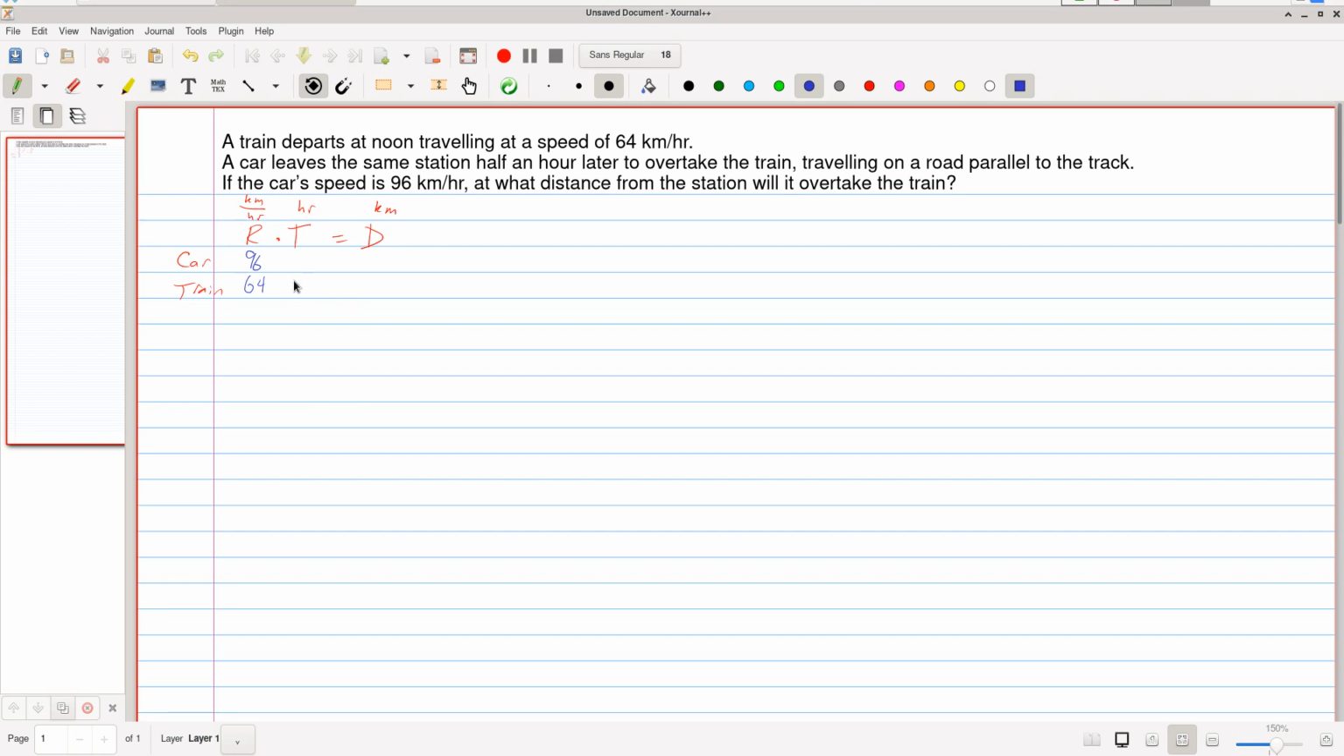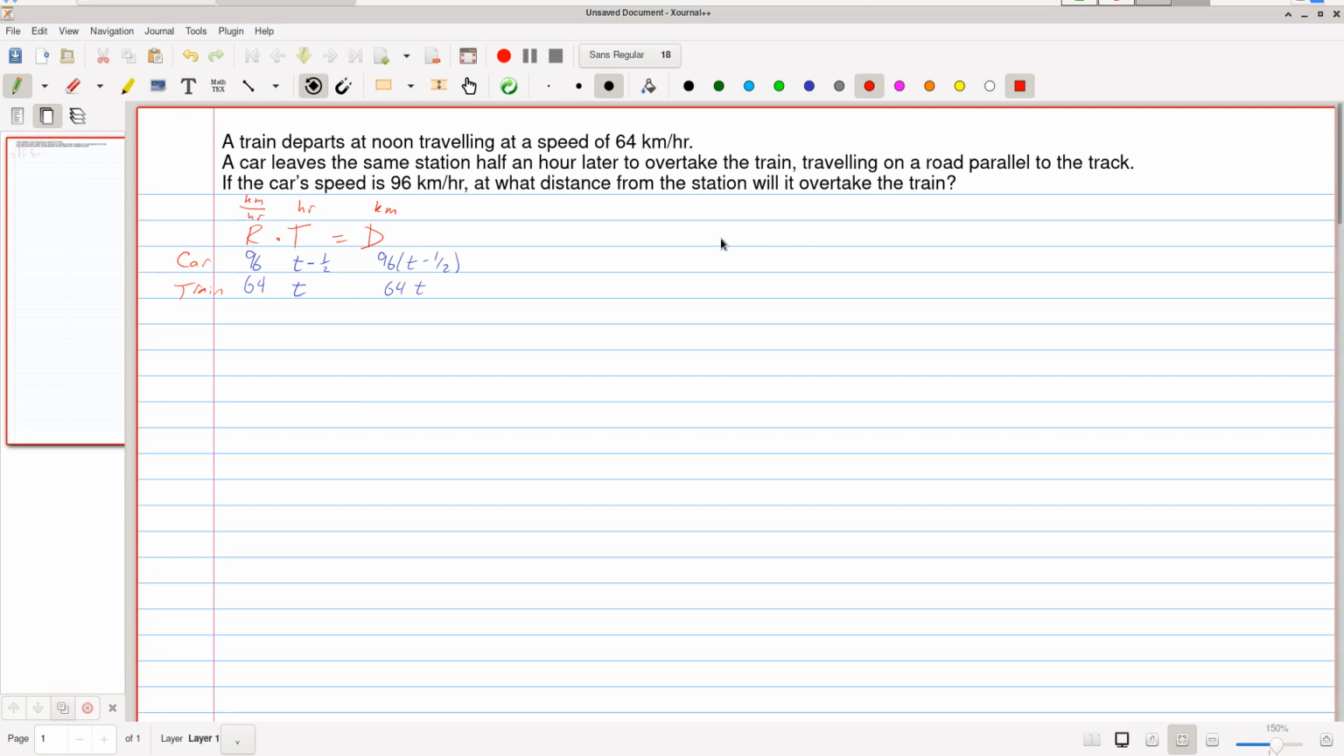The time we don't know. We know that the train left at noon, so the number of hours it's been traveling is unknown. Now the car left half an hour later, so the total time the car has been traveling is half an hour less. So t, however long the train has been moving, minus 1/2 an hour. Now rate times time is distance, so the distance for the car is 96 times t minus 1/2, and the distance for the train is 64 times t.